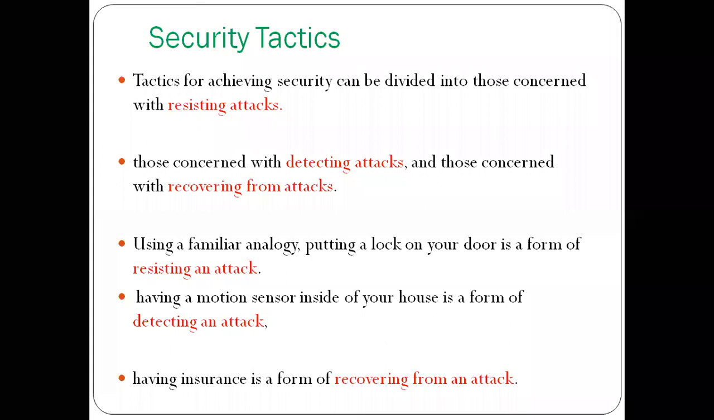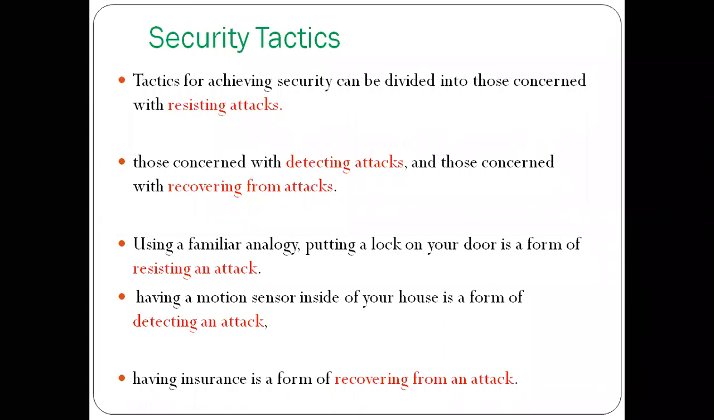We'll start with security tactics. So, what are the security tactics? These security tactics are mainly used to provide security to our data or to our actions, whatever we are performing by using web applications. So for that sake, we are going for security tactics.